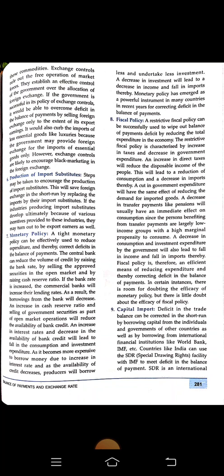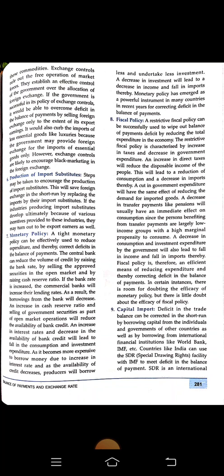bank credit. Fiscal policy. Restrictive fiscal policy can be successfully used to wipe out the balance of payment deficit by reducing the total expenditure of the income. The restrictive fiscal policy is characterized by increasing taxes and decreasing government expenditure.